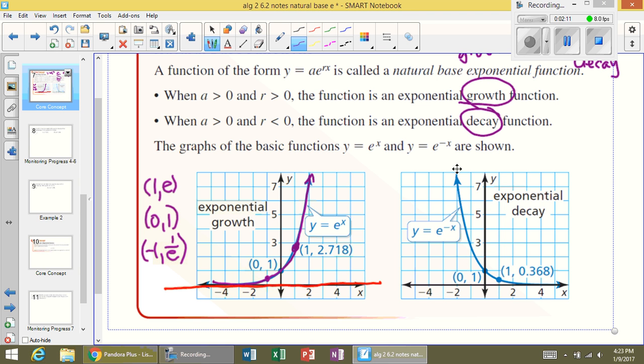So look at our decay function. When this is decaying, our function is decreasing, and the three ordered pairs that we're going to have here are 1 and 1 over e, 0, 1, and negative 1, e. And so this again is decay. Same information about your domain, all real numbers. Your range is going to be y is greater than 0. And we have that asymptote on top of the x-axis.